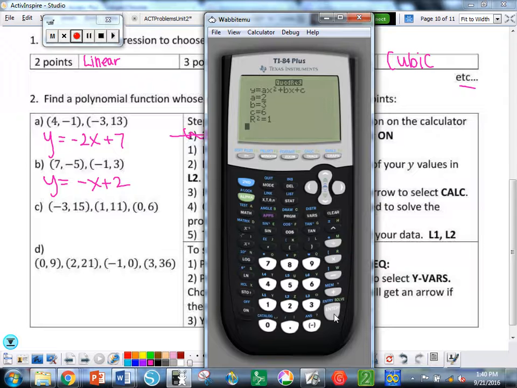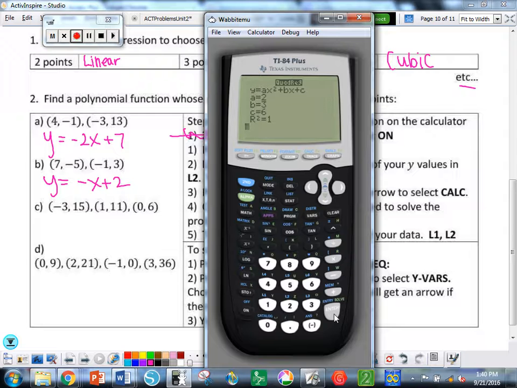R squared is telling you how well the equation of the graph fits your data. So if my R squared is 1, that means these 3 points are on this equation. Now if my R squared was 0.9 or 0.8, that means they're not quite on the equation, but they're really close.